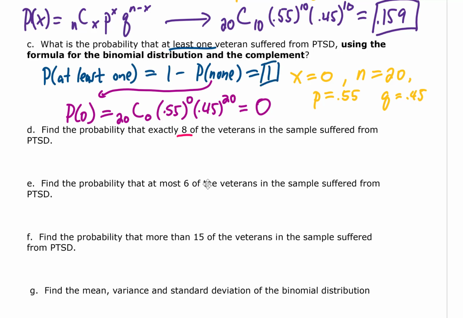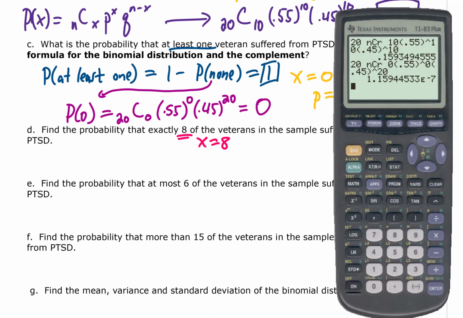We can go to the next problem where we're asked what is the probability that exactly 8 veterans are suffering. And I think that we should probably use the function on our calculator that makes this a little bit faster. That involves using our distribution function.